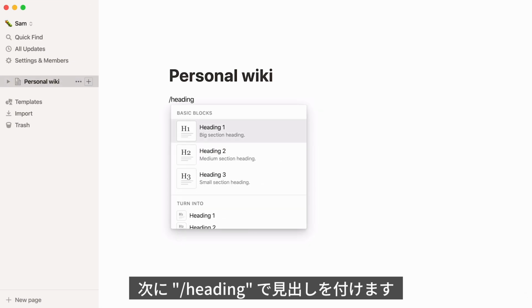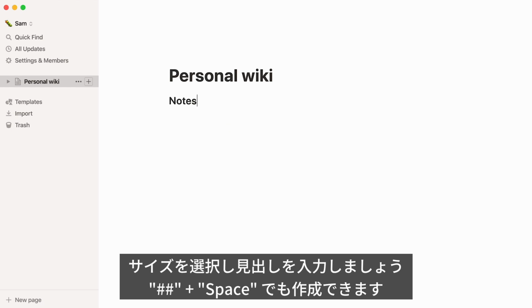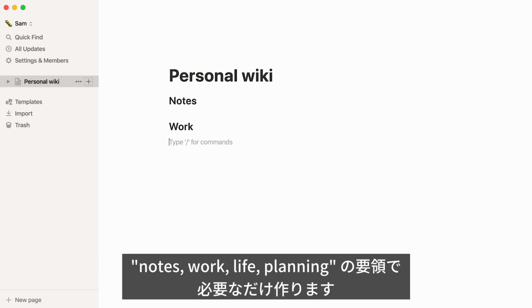Type /heading to add larger text, select which size you want, and write the name of your headline. You can also add this heading by typing the number key twice, followed by the spacebar. Here we'll create 4 sections: Notes, Work, Life, and Planning.